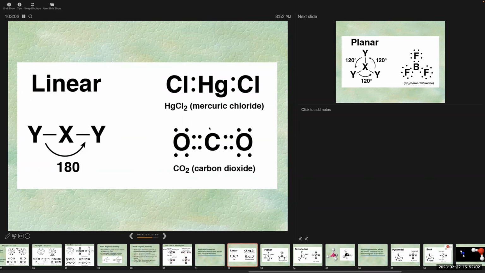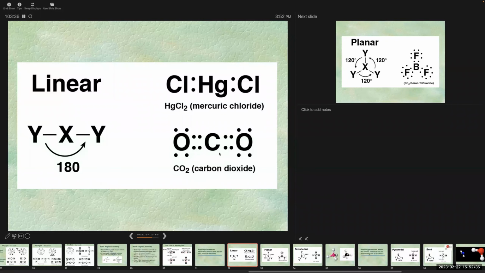Here's another example of what we call a linear molecule, where everything is lined up in a straight line with an angle of 180 degrees. Got carbon in the middle, forming a double bond with one oxygen, a double bond with the other oxygen. Those bonding pairs are trying to get away from one another as far as they possibly can, so they end up on opposite sides of that carbon. The two oxygens just push one another away as far apart as they can. So this ends up being a completely linear molecule.